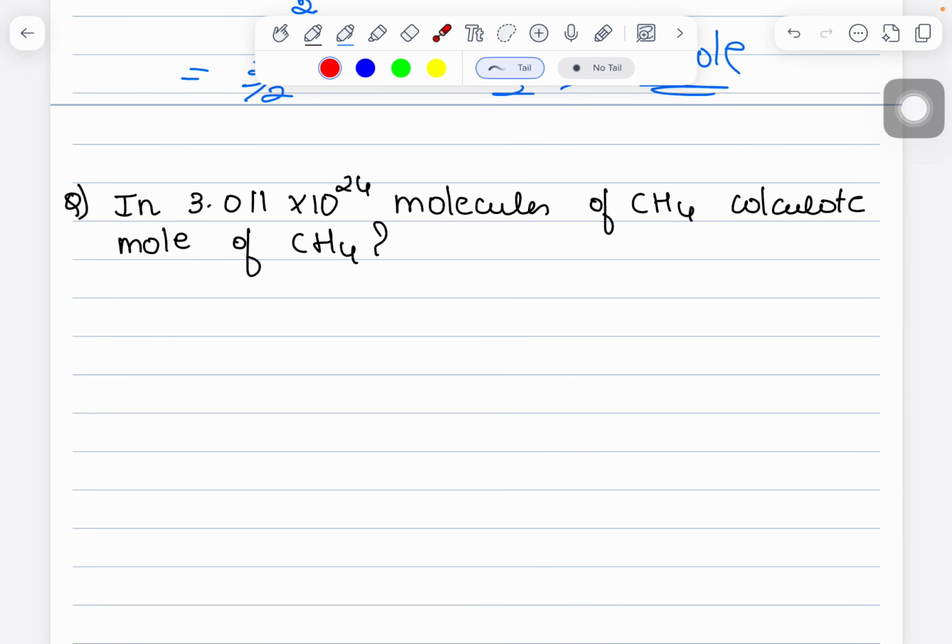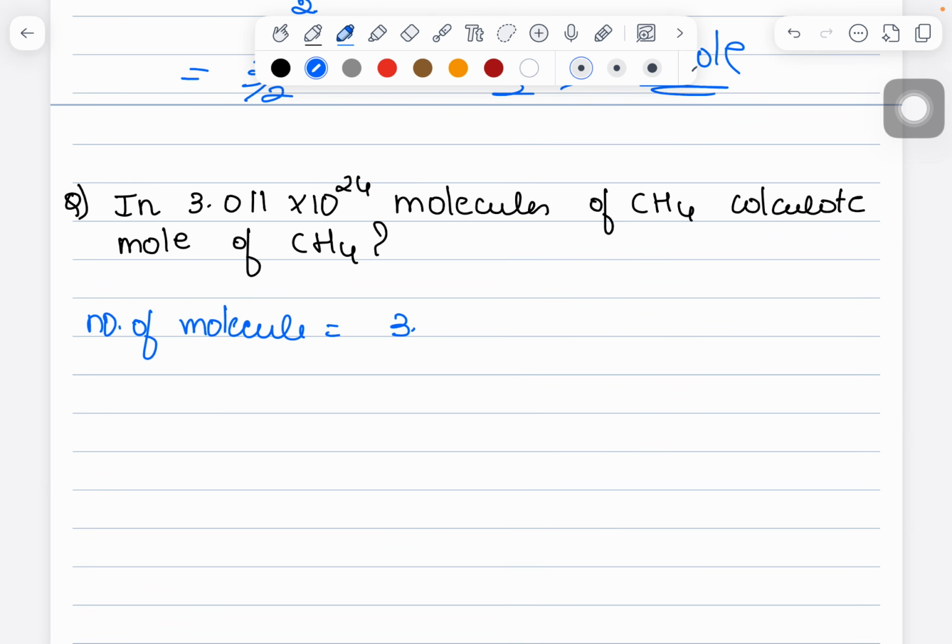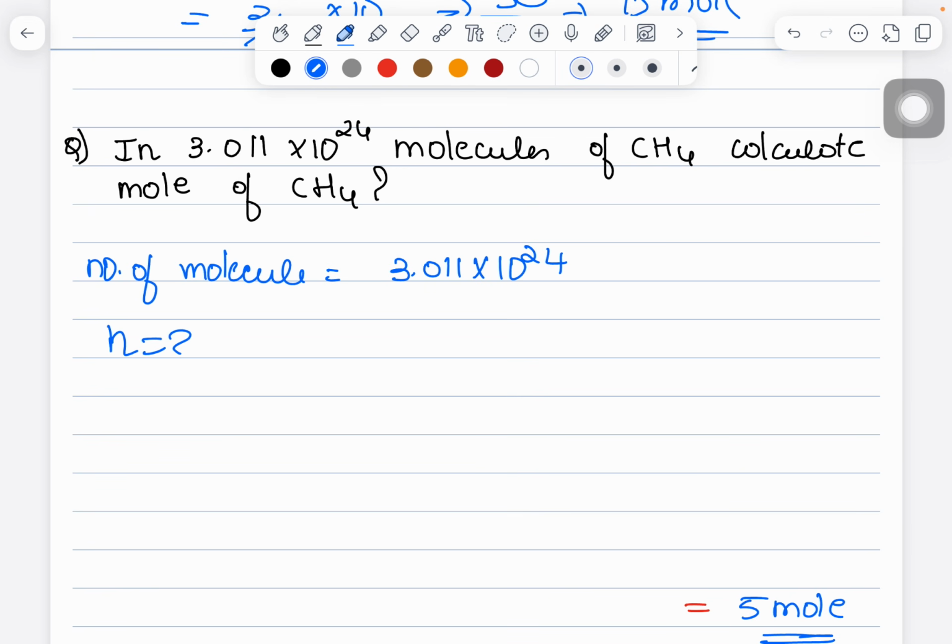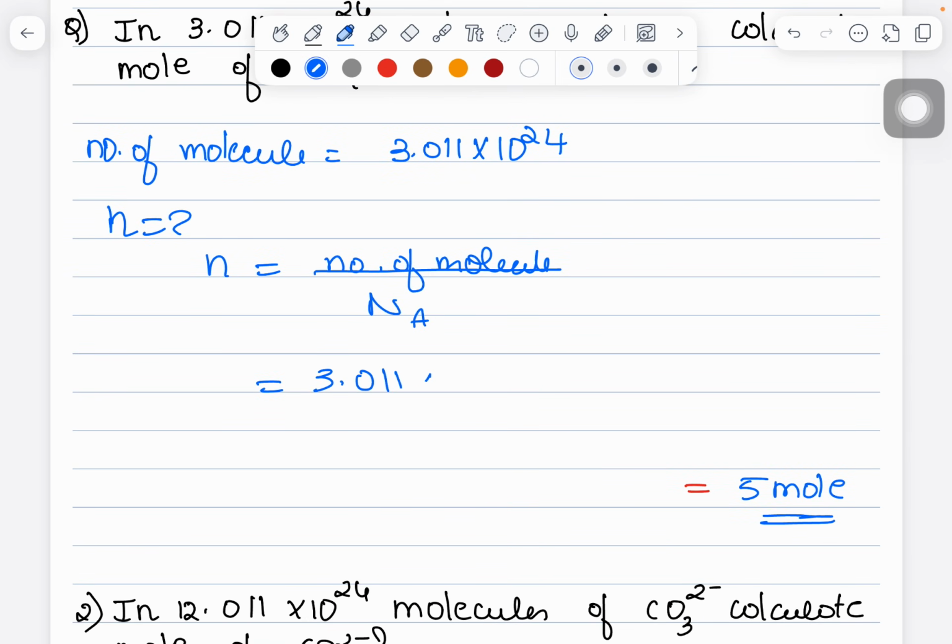The next question is the same, related to n is equal to number of molecules divided by Na. In 3.011 × 10^24 molecules of CH4, calculate moles. Again the same type of question: they have given the number of molecules, 3.011 × 10^24, and they are asking what is mole. So the formula is mole is equal to number of molecules divided by Na. The number of molecules is 3.011 × 10^24, divided by Na, which is 6.022 × 10^23.